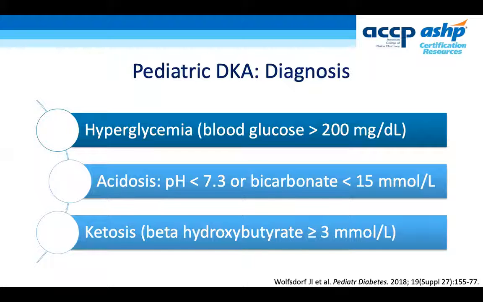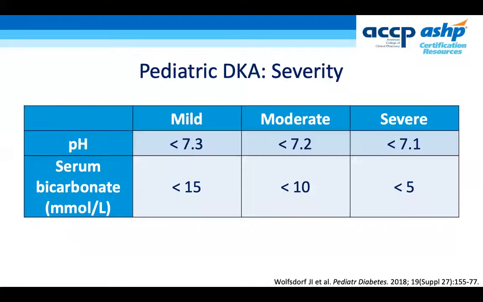For our pediatric DKA diagnosis, it's a combination, just like in adults: hyperglycemia, or a blood glucose greater than 200; acidosis, so a pH less than 7.3 or bicarbonate less than 15. They're in ketosis as well, with urine ketones and beta-hydroxybutyrate elevated, similar to what we saw in adults. And pediatric DKA is broken down by severity, just as adult DKA was. So there's mild, moderate, and severe, based on the level of their pH and how low their bicarbonate level is.